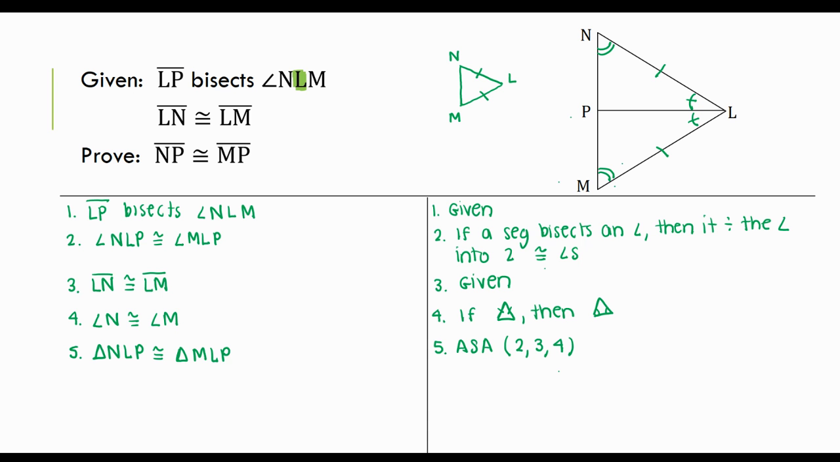Now that we're starting to build our repertoire of all of these different theorems, you're going to be able to pick different pieces, and so you're going to be able to get triangles congruent in multiple ways. But once I've stated that I have congruent triangles, now any other pieces of those triangles are congruent. So I can go to my conclusion that the segments NP and MP are congruent. And remember, that's because corresponding parts of congruent triangles are congruent.